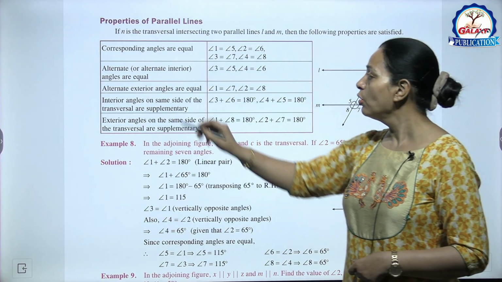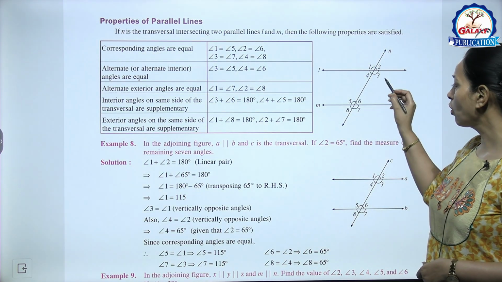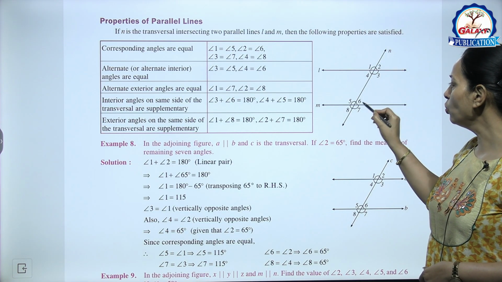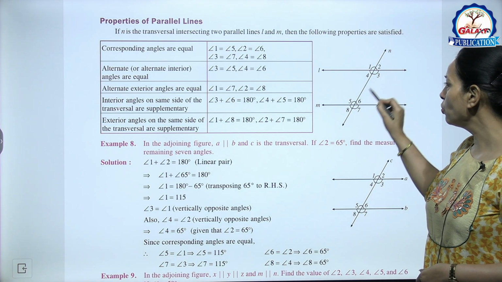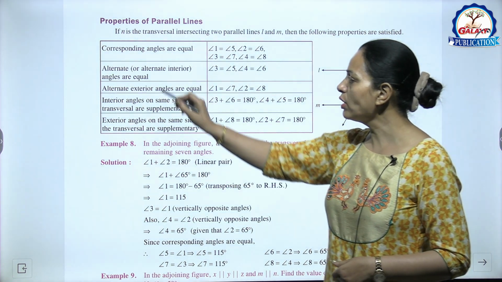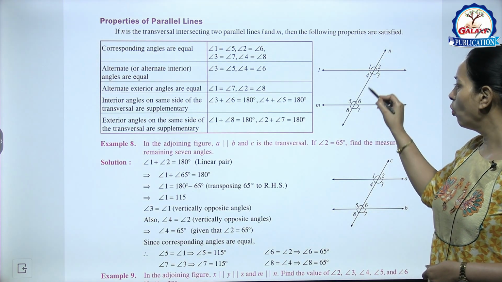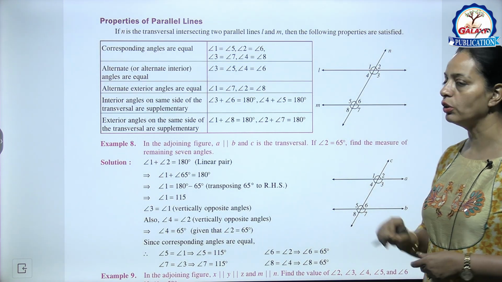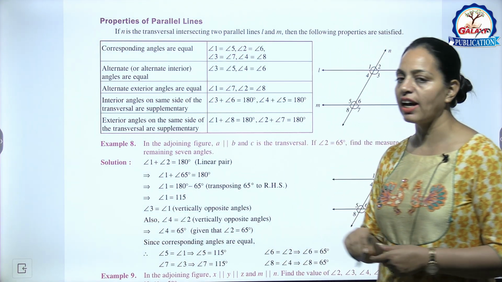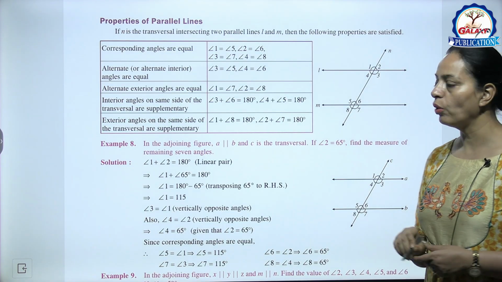The first one, corresponding angles are equal. See here, corresponding angles 1 and 5. So 1 equals 5, 2 equals 6, 4 equals 8, 3 equals 7, right? The second one, alternate interior angles are equal, means 4 equals 6 and 3 equals 5. The next, alternate exterior angles are also equal, 1 equals 7, 2 equals 8.